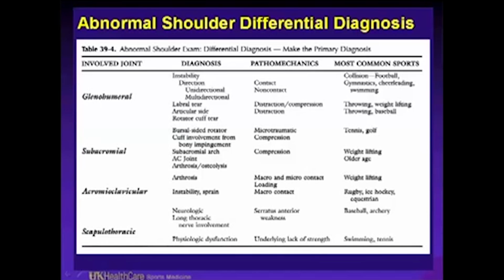Instability anteriorly is the anterior, superior, and inferior. The classic Bankart lesion is the anterior inferior glenoid with a fracture.